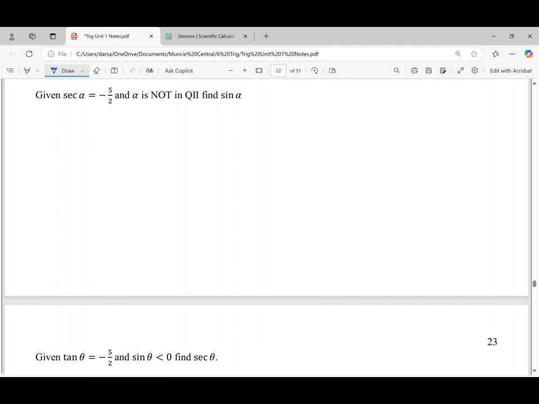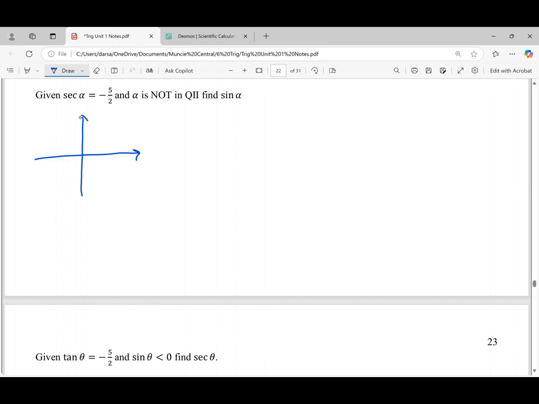So remember, in these problems, we have 4 steps. Number 1, figure out what quadrant to draw our triangle in. Number 2, draw the reference triangle. 3, label the sides, watching your pluses and minuses. And then 4, answer the question. So let's start by figuring out what quadrant we're supposed to be in.